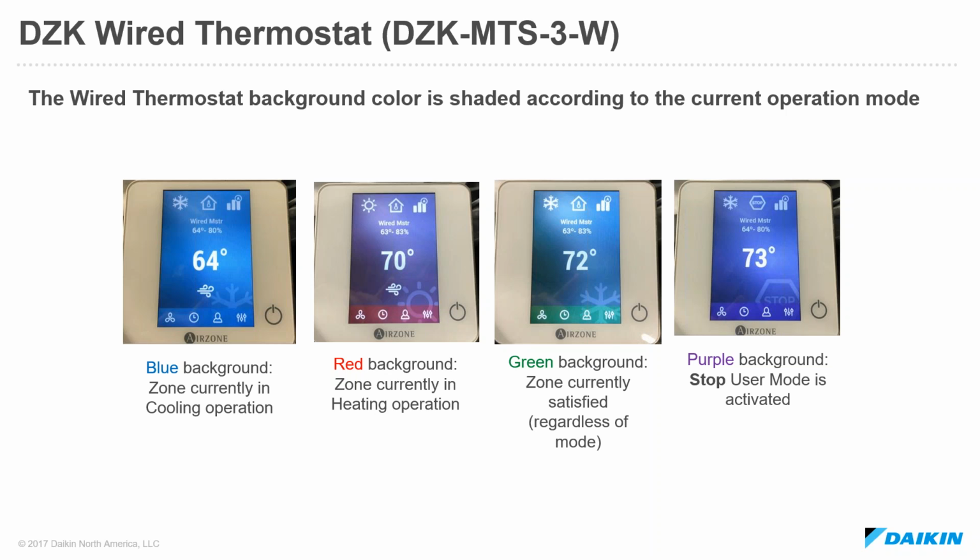And it's a bit hard to tell, at least on my monitor here. Hopefully it's coming through differently on your monitor, but when the stop user mode has been activated, so the user mode is this middle icon on the display, when stop has been implemented, that background will turn purple.